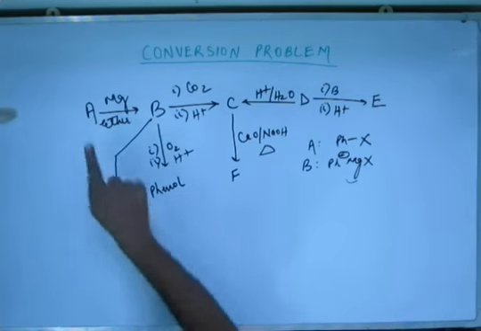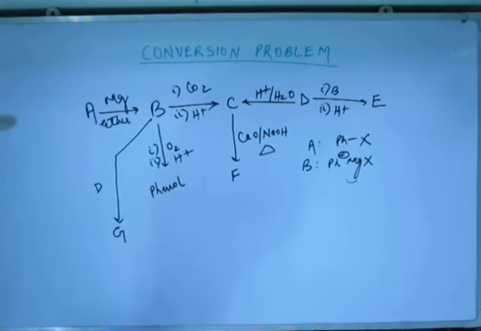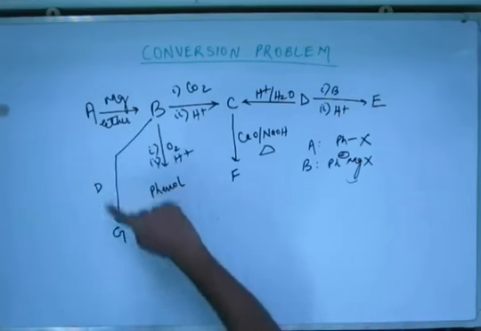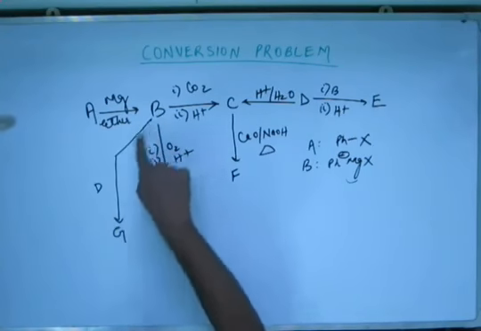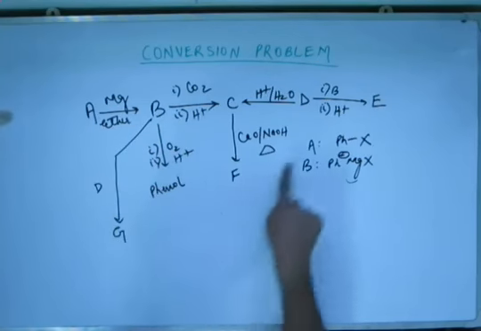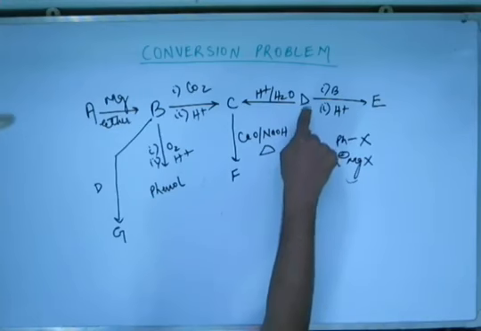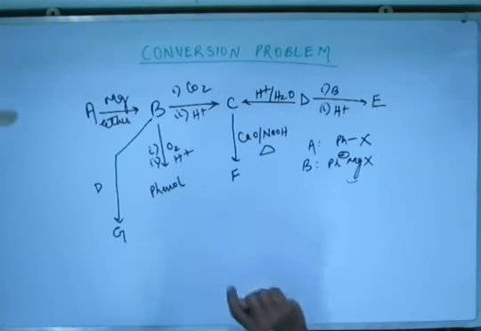So once we have identified A and B, then the rest of the thing will be a cakewalk for us. Now, we can't go in this path because D is being added on G and D is here. So first we'll have to identify what is D. Let's go on finding out C.